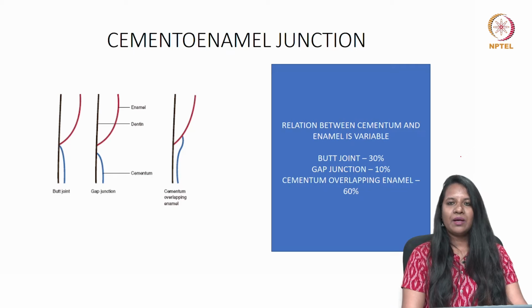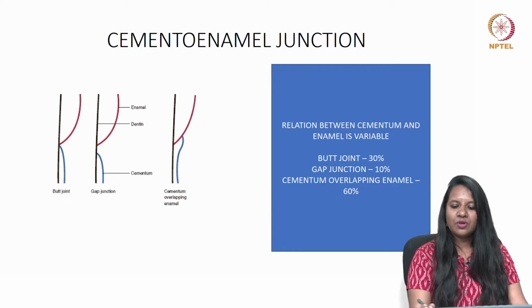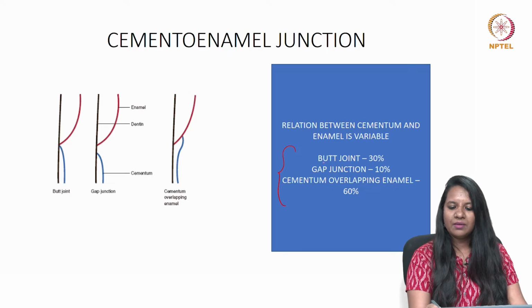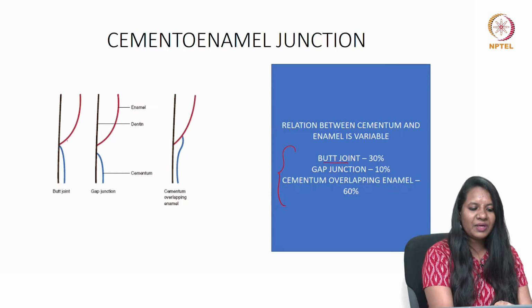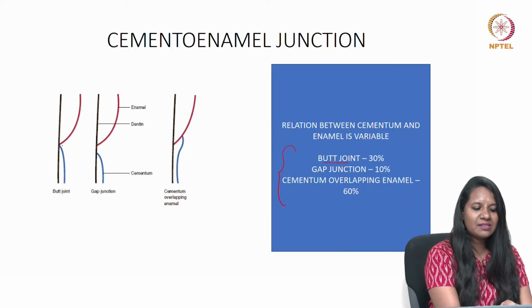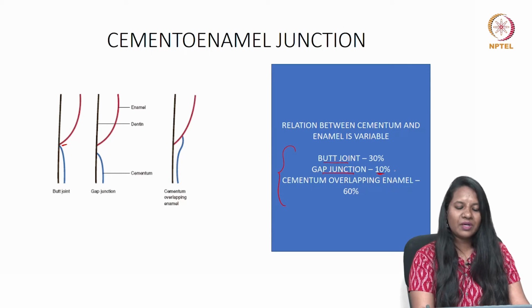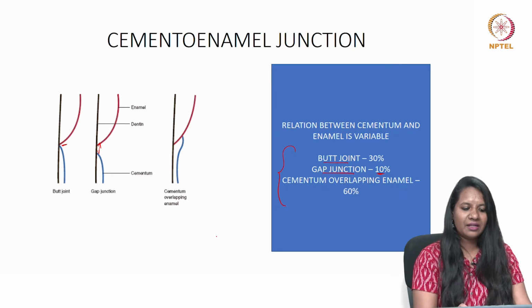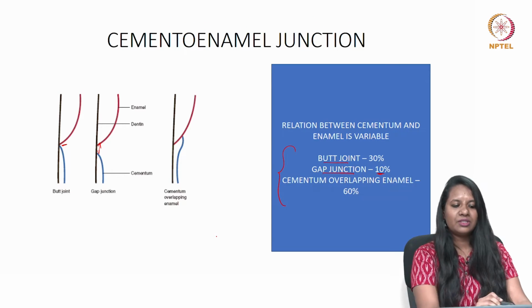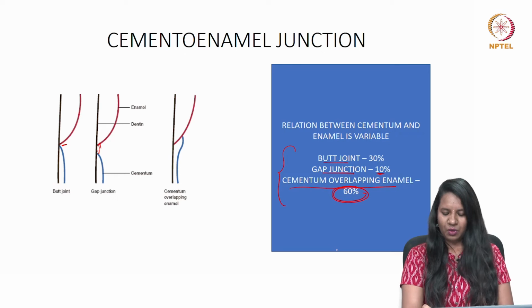Moving to the cemento-enamel junction, that is the junction between cementum and enamel. This is of three types. The one being butt joint, which is 30%, where the cementum and enamel meet at the same point. And there is something called gap junction, which is only 10%, where there is no relation between the cementum and dentin, and hence there is no cemento-enamel junction in such cases. The most common is the cementum overlapping enamel, which is seen in 60% of the population.